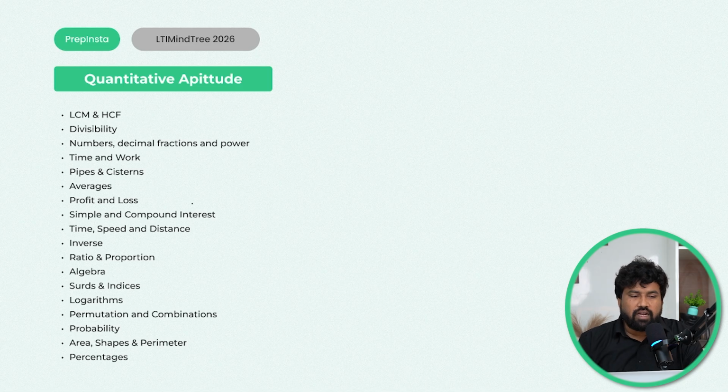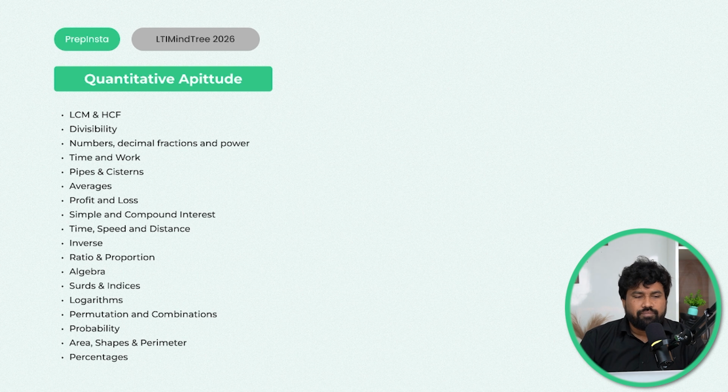For example, there is a profit and loss section. Go to the previous year question papers and other quizzes. In the quiz section, you can see the questions, and under them you can see the video explanation as well. So that you can learn immediately and easily.